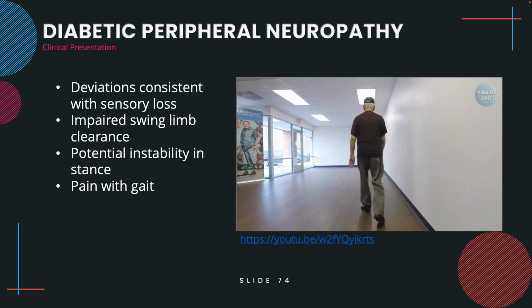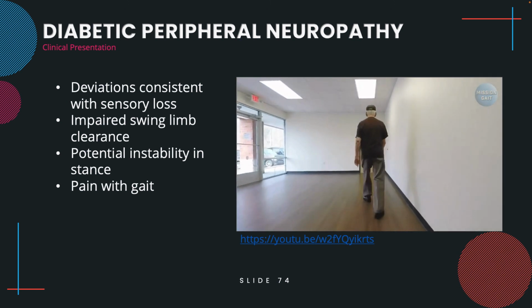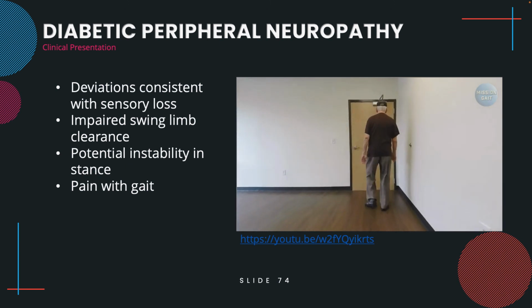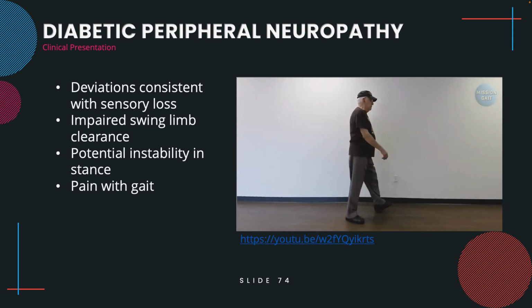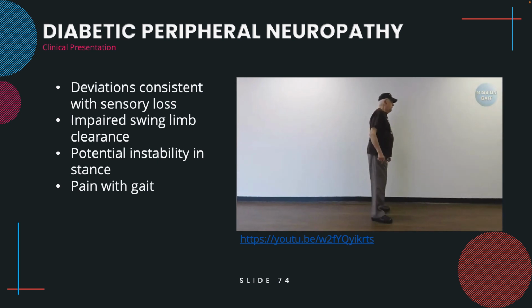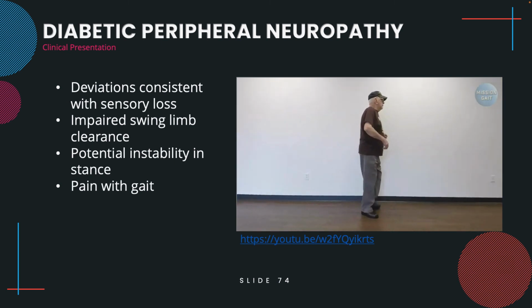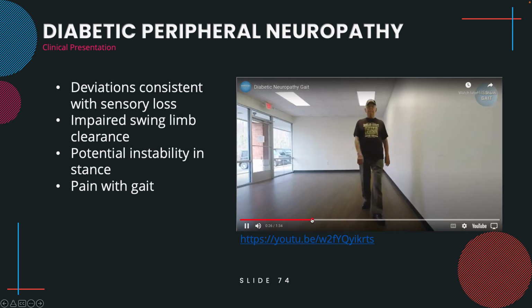And so with this gentleman here, we see a wide base of support. His center of mass is excessively laterally displaced. Both of his hips are in external rotation, widening out that base of support even further. We see an increased arm swing with him and reduced trunk rotation. Limited pelvic rotation. Let me back it up a little bit so we can see the forward again.